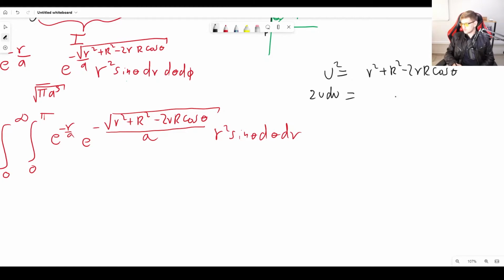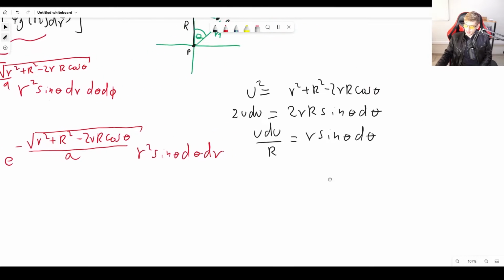2u du is, well, big R and small r, they are constants from the point of view of the angle. So they will be 0. And then we get the derivative of cosine, which is minus sine. So we get 2 small r, big R, sine of theta d theta. So in the integral, we already have r sine theta d theta. So from here, we can see that u du divided by big R is r sine theta d theta.